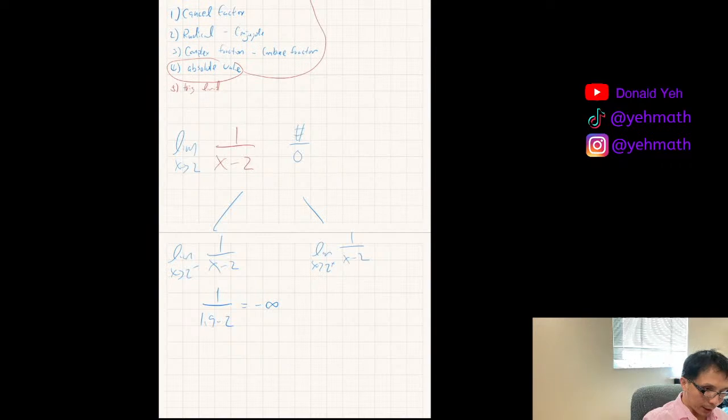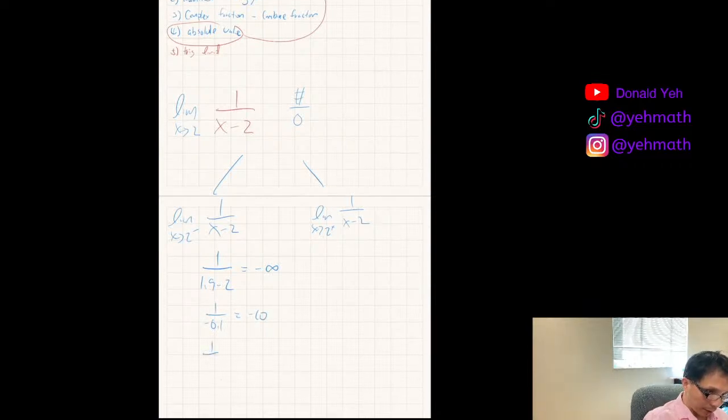So that's going to be negative infinity. Why is it negative infinity? I'm going to show you. If I plug in 1.9, that's going to be 1 over negative 0.1, which is equal to negative 10. Does that make sense? 1 over 1.99 minus 2 is going to be 1 over negative 0.01, because we are approaching, that's going to be negative 100. Now, as the number gets closer, it's going to give you negative infinity. The closer it gets, the more 0s you add on, so eventually it becomes infinite.